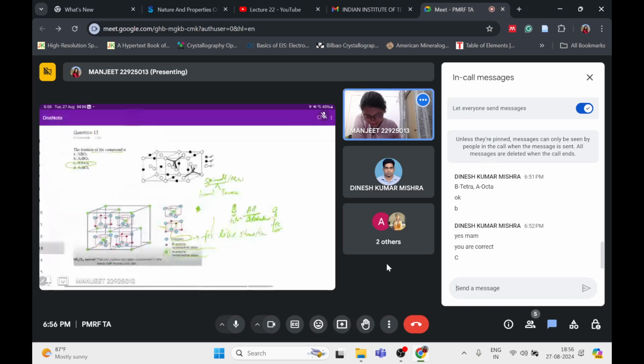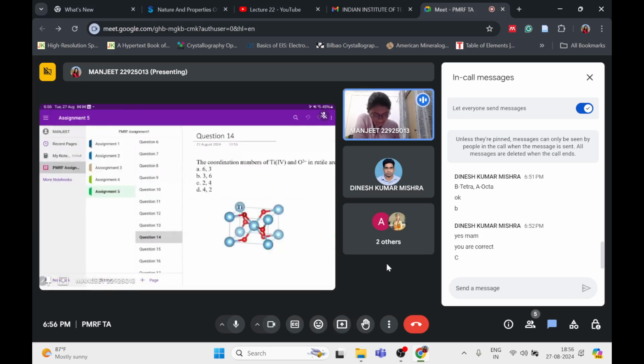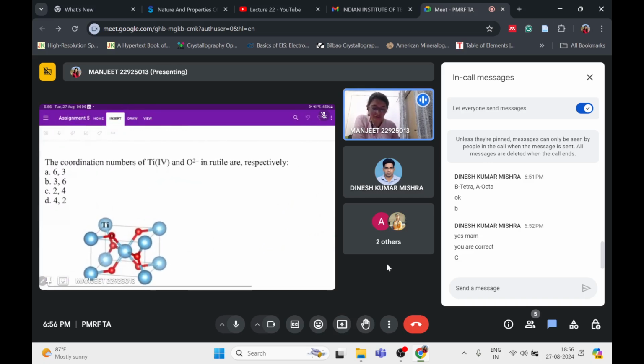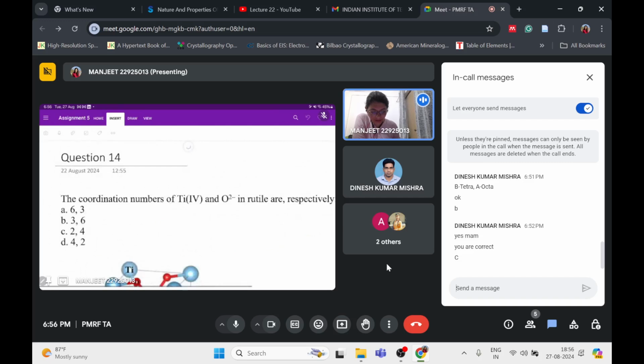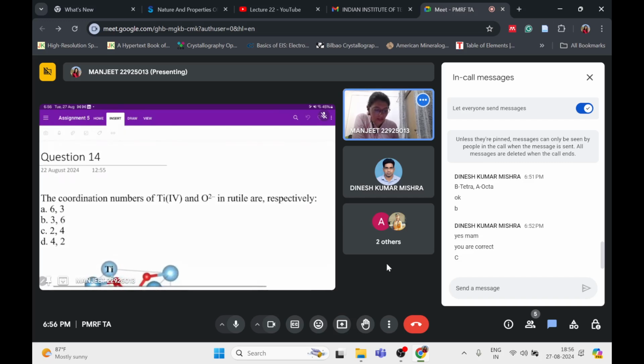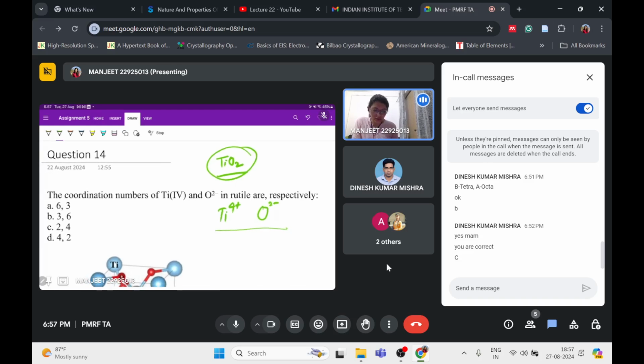Okay, now let's move to question number 14. What will be the coordination of Ti4 positive and O2 negative in the rutile structure? We have already told you that it exists in the tetragonal form. So this is TiO2. What will be the coordination of the Ti4 positive and the O2 negative? They exist in the tetragonal structure. So what will be the coordination number?